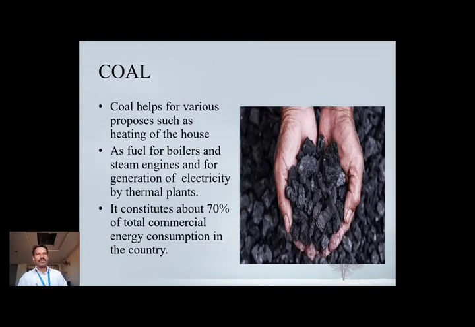What is the use of coal? We can use it for various purposes, such as heating houses in winter places, and for cooking. As a fuel for the boiler, it generates steam with the help of the boiler. The steam is converted into electricity in the thermal power plant. Coal supplies about 70% of the total commercial energy in our country.